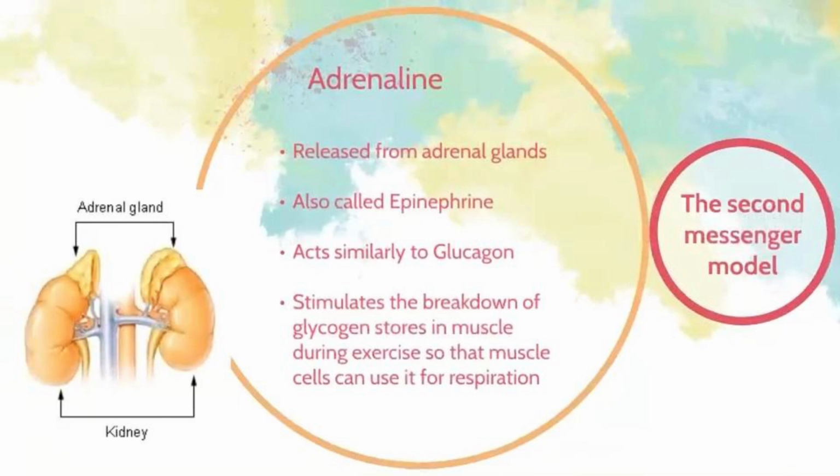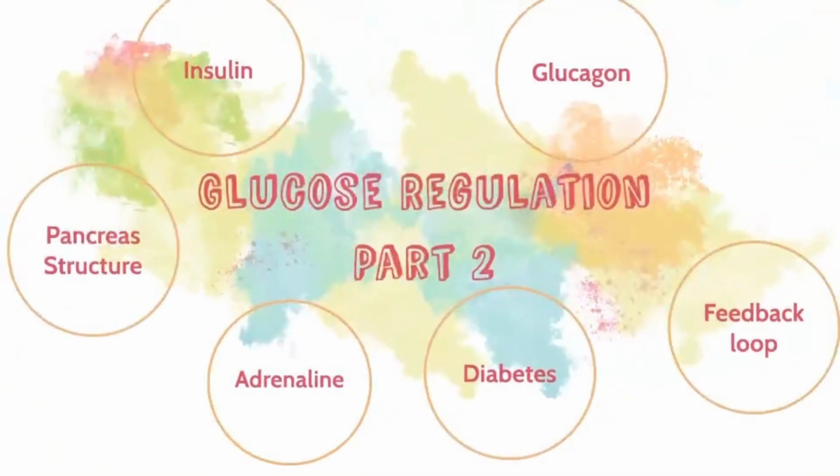So adrenaline is also very important for blood glucose regulation, but it's not one of the everyday things that is used. It is normally glucagon and insulin that regulate our blood sugar.